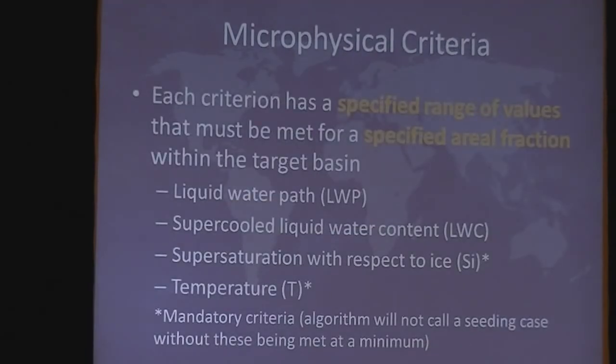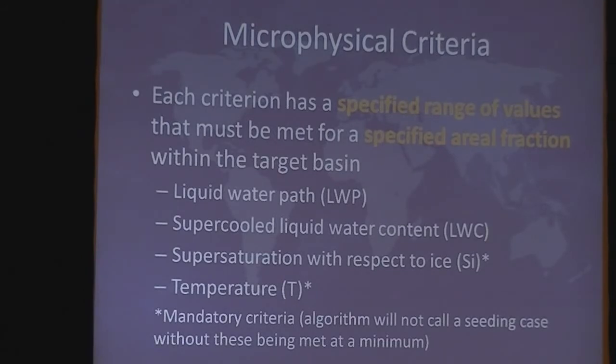So I mentioned those sets of criteria that this real-time decision-making algorithm uses. The first is just based on microphysical criteria, things that you would expect to be in place for silver iodide seeding to be efficient. Each of these criteria has a specific range of values that must be met, as well as a specified areal fraction over each of those white boxes that those values must be met for. This latter criterion is fairly ambiguous at this point.